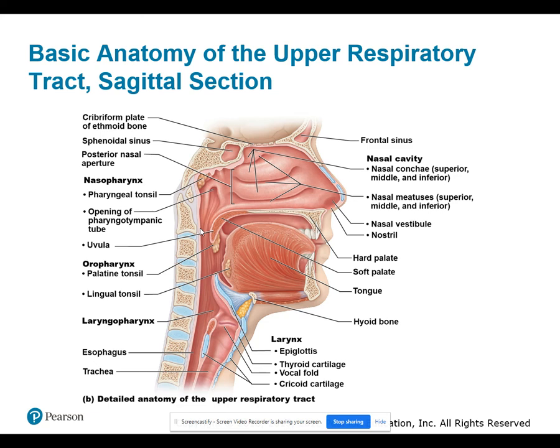So if we were going to look at this picture and figure out where your larynx is, it's over here. It's bolded. Here's your epiglottis. Here's your thyroid cartilage. And here's your vocal folds right here.